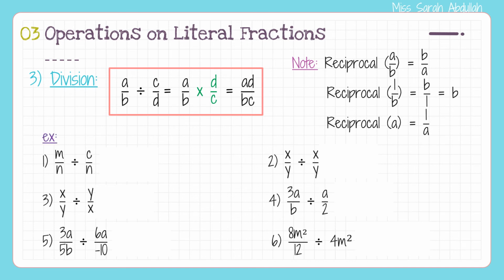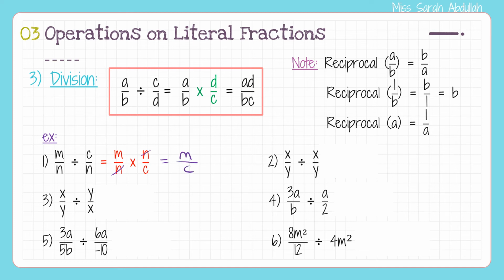Let's do this example. The first one is m over n divided by c over n. Guys, we cannot do any simplification when we have division. We have to change it into multiplication, and then we can simplify. So this becomes multiplied by n over c. Now we can do simplification, and the answer becomes m over c.